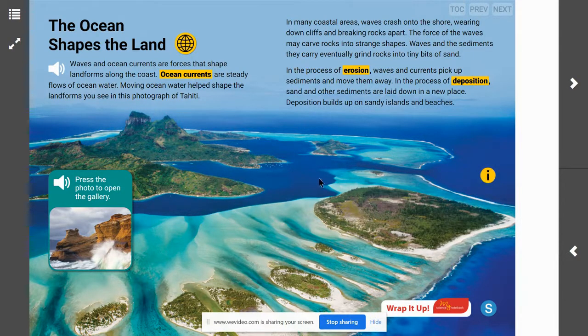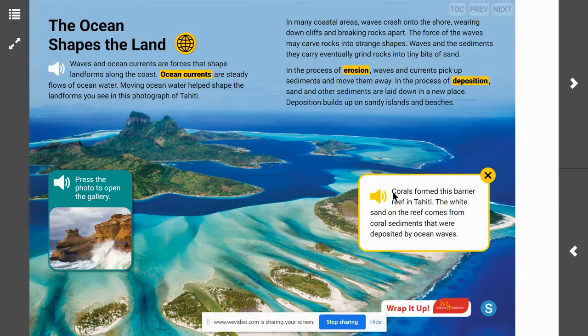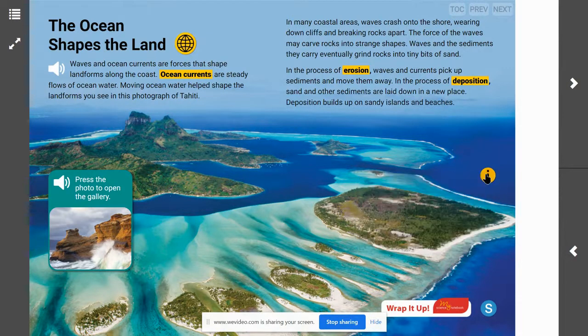So in this image, which of Earth's systems are interacting in the photo of the coast? We see the hydrosphere, which is the ocean water, the geosphere, which is the sand and the land, and the biosphere, because we know that there's corals that are formed here in this reef. So we know that there's multiple spheres interacting here.